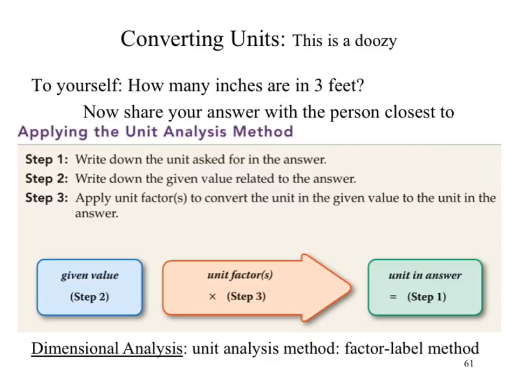Step number 1, know where you're aiming. Write down the unit for your answer. Step number 2, find something that has that unit in it and start working with it. That is your given value. Step number 3, mess with your given value's units until you get the correct answer. By messing with, we need to insert conversion factors as necessary to go through and solve it.